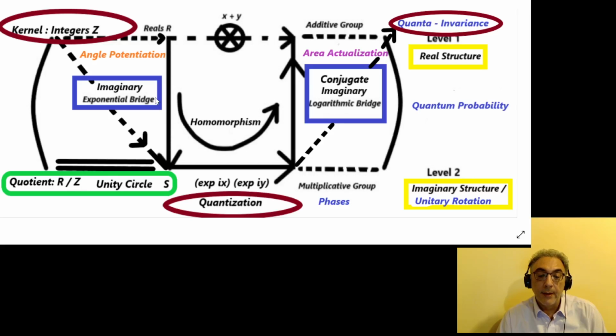This encoding bridge is an exponential bridge. It is what we have called before the extension of the exponential function from the reals, and in particular the positive non-zero real numbers, to the circle. Since this extension takes place in terms of the imaginary unit, we call it an imaginary exponential bridge. What does this imaginary exponential bridge encode? It encodes the potentiation of angles as faces on the unit circle.